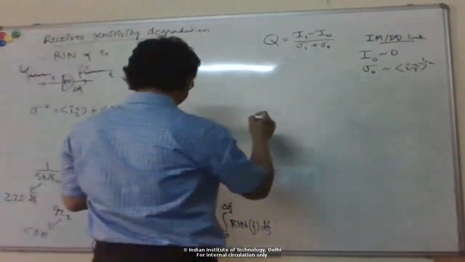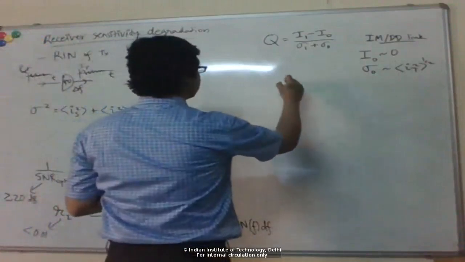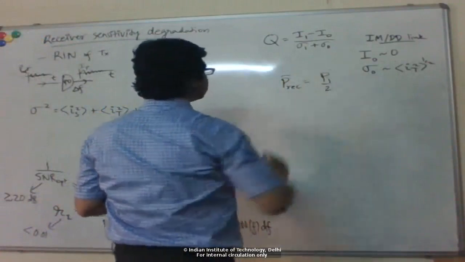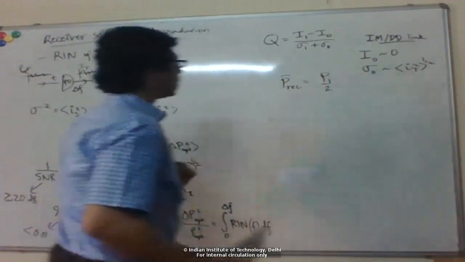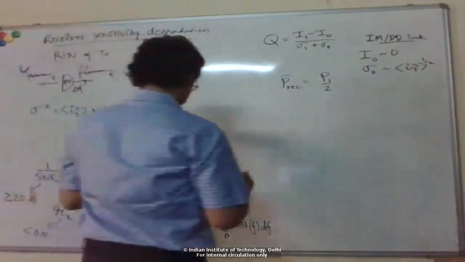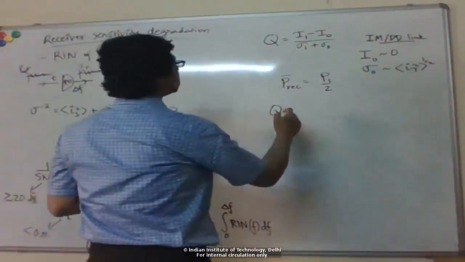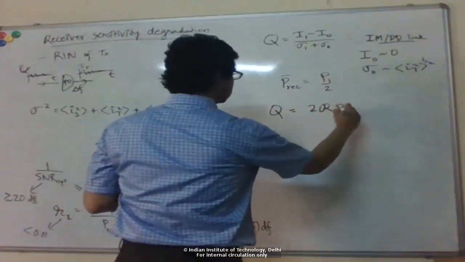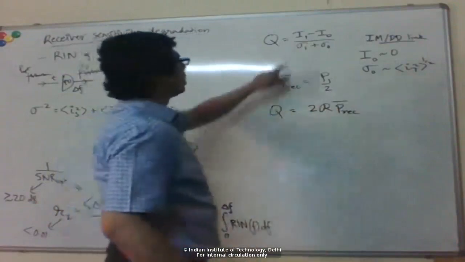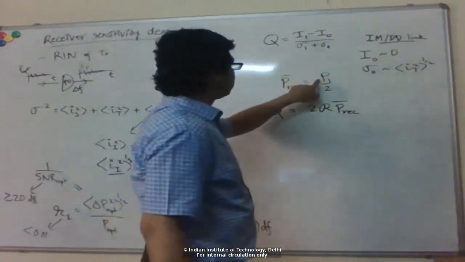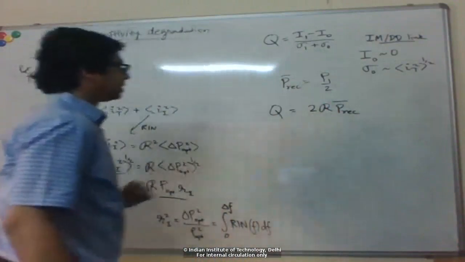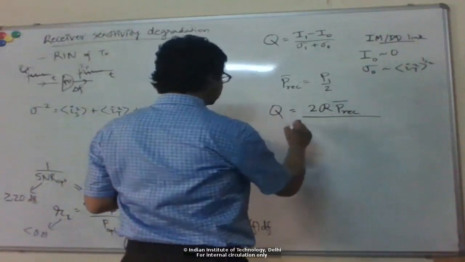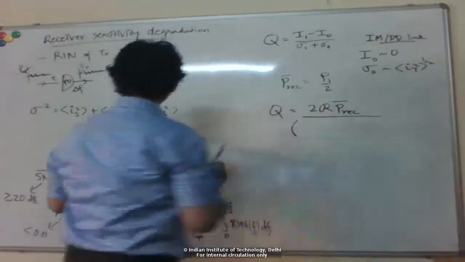And again, if we define the average received power as the average of bit 0 and bit 1, and bit 0 has no power, so it's just half of the bit 1 power, then this Q, in the numerator I have I1, which is responsivity times P1, which I can write as 2 times the average received power. And in the denominator for sigma 1, I have all these 3 noise sources.